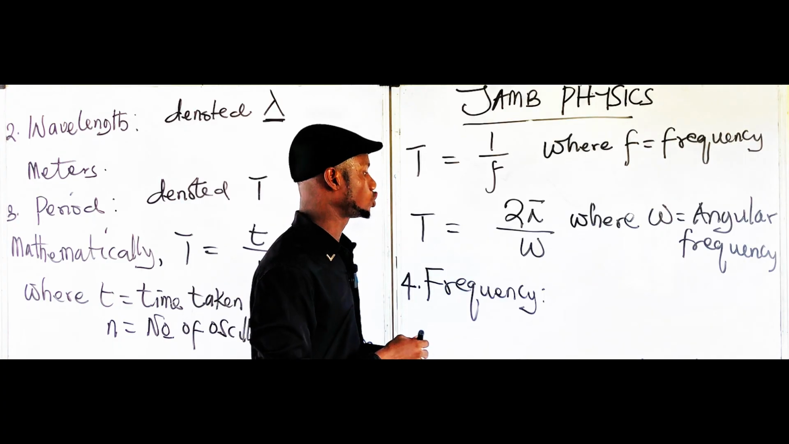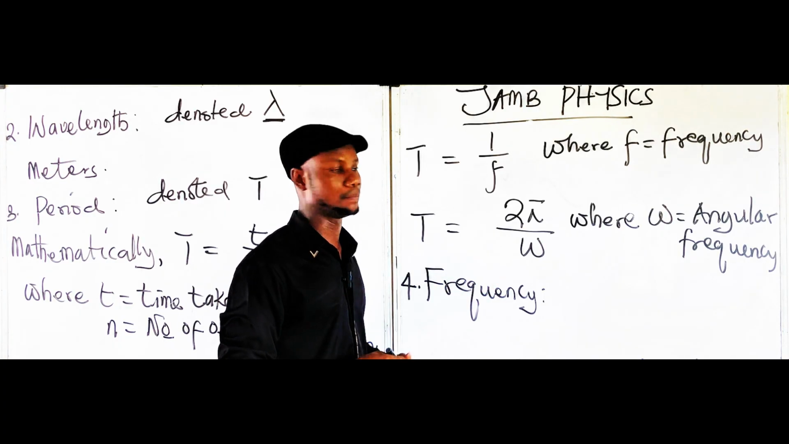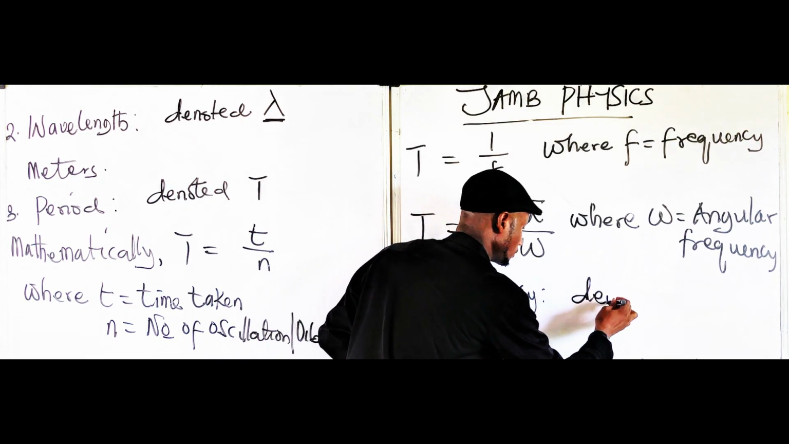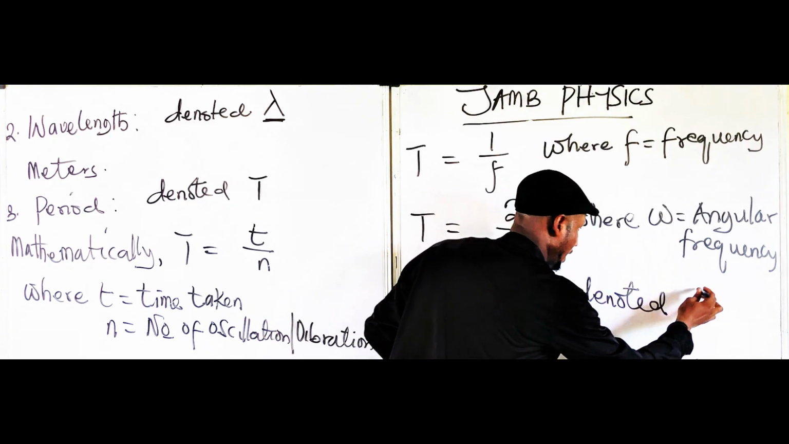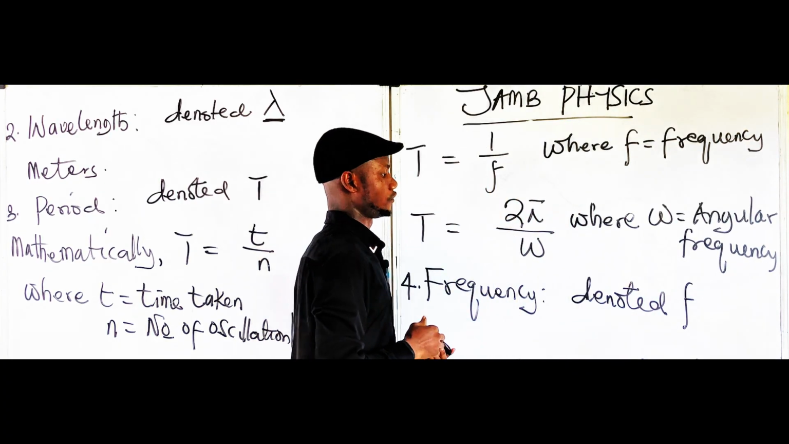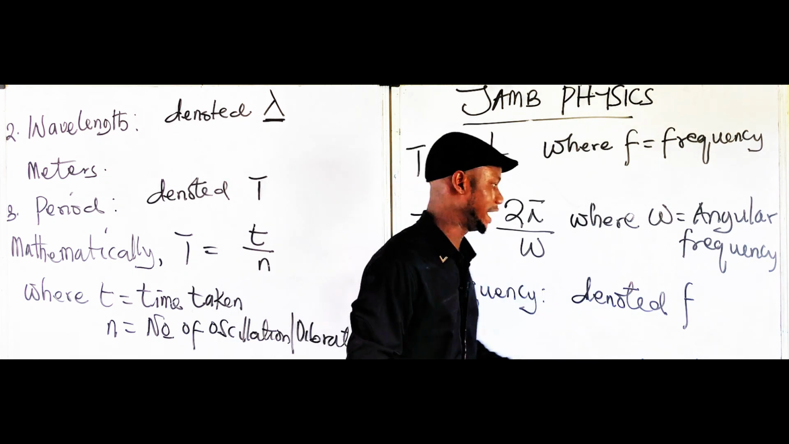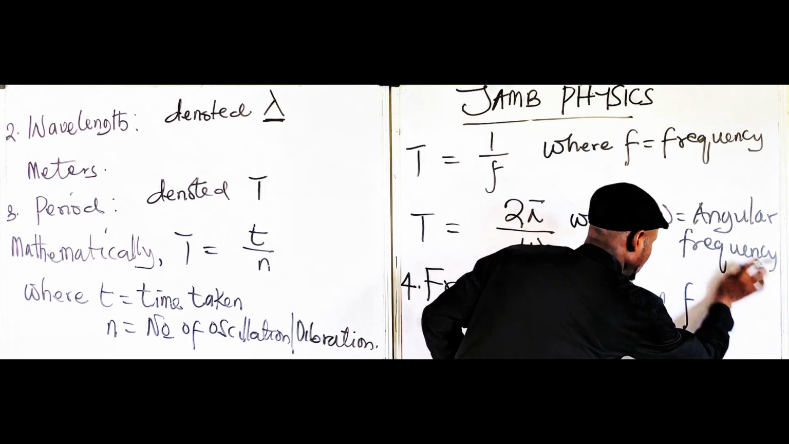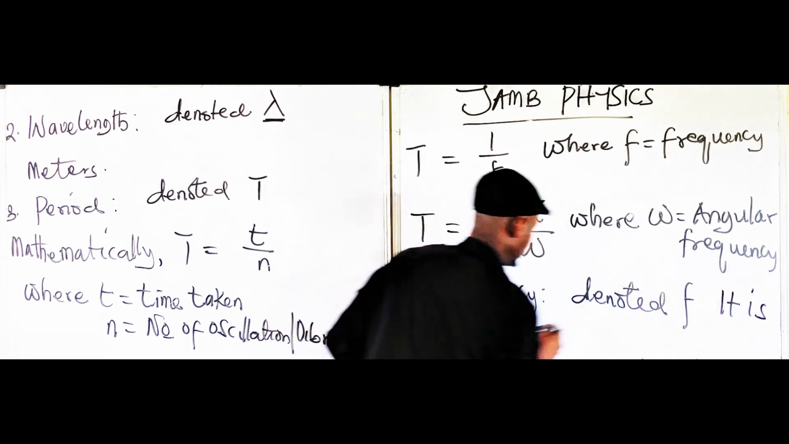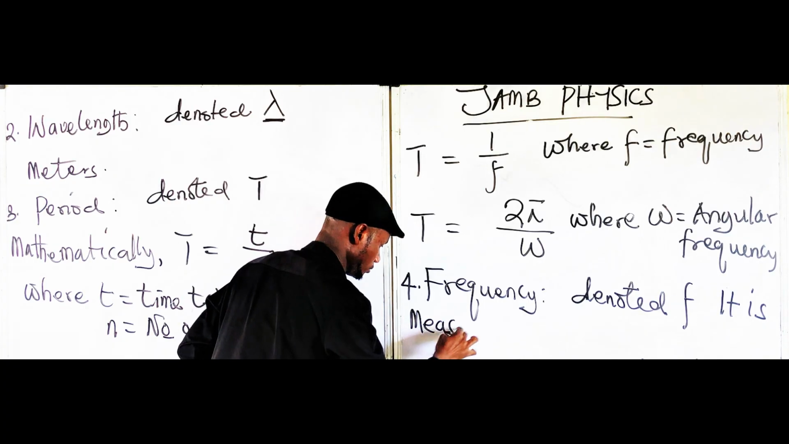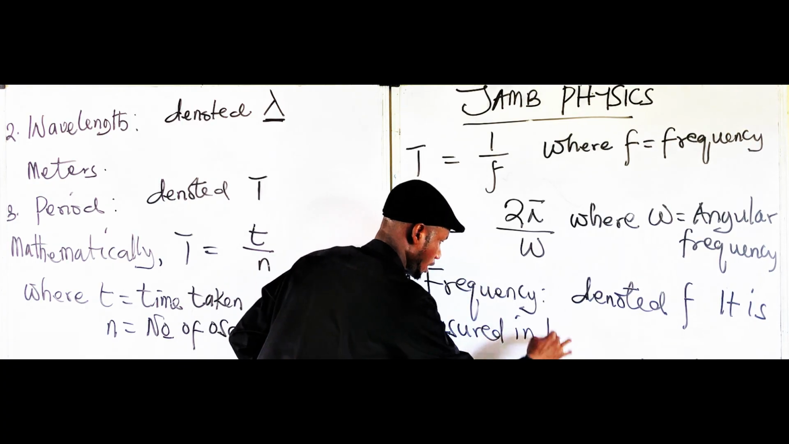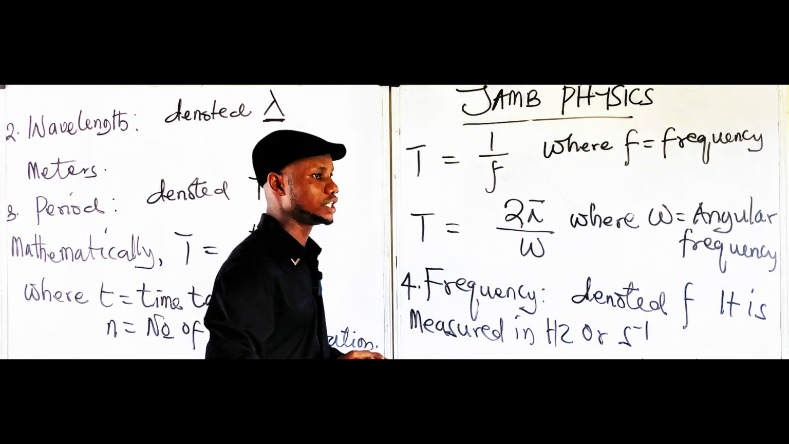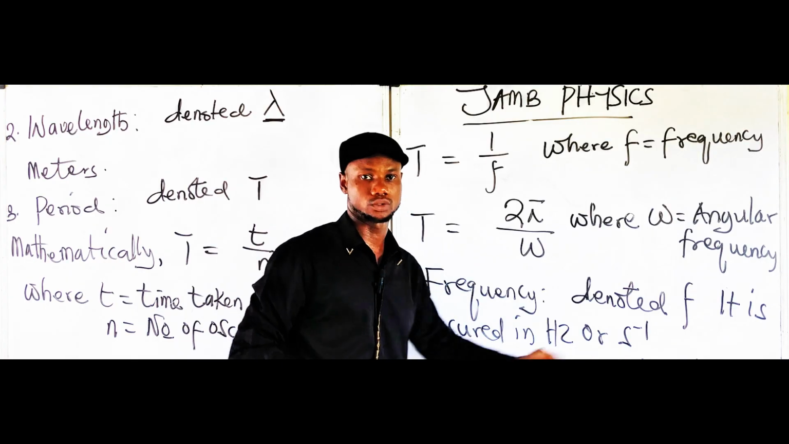Now, let's look into the mathematical definition of frequency. But before then, let's write down here. Frequency can be denoted as F, and it is measured in hertz or per seconds.